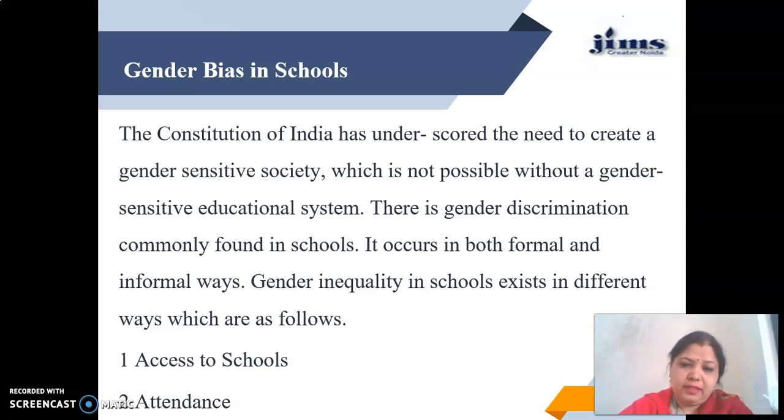Next is attendance. At present, there are many social, cultural, and economic barriers standing in the way of girls attending schools. In spite of all the policies, it is observed that the percentage of girls dropping out of school, both at primary and secondary educational levels, is more than that of boys.